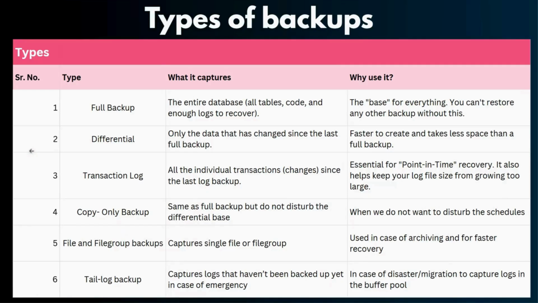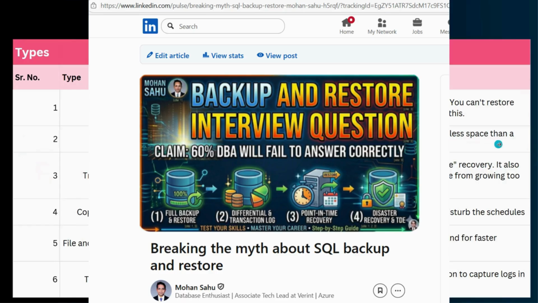Next, we have the tail log backup. It will take the backup of all those transactions which are currently in your buffer cache. So it will capture the log that hasn't been backed up yet, in case of emergency. If you want to prepare your database for restore, then you can take the tail log backup. Or if your database got corrupted or crashed, but your log is still accessible, then also for recovery, you can use the tail log backup.